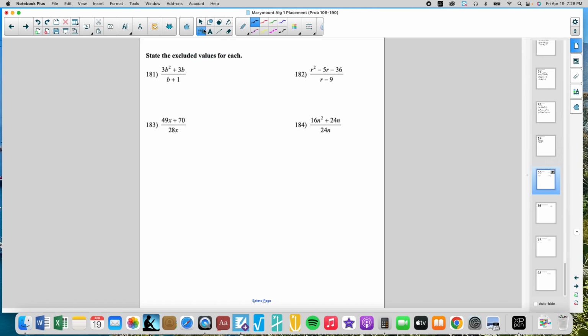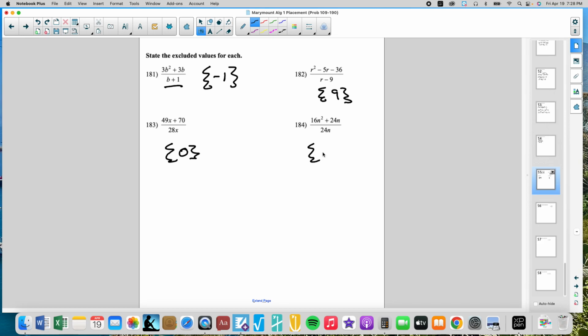Excluded are the values that make this 0. Exclusions, you can't have a variable equaling... so my excluded value is -1. My excluded value is +9, because that would make 0. My excluded value is 0.